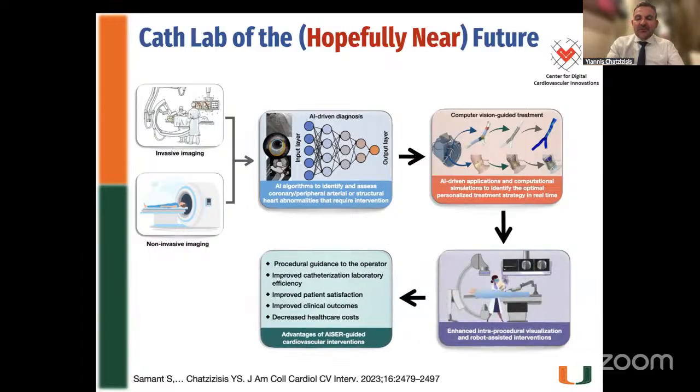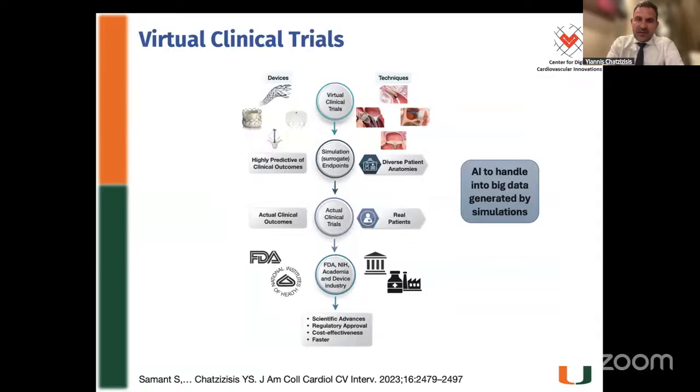And hopefully with this approach, we can have better guidance to the operators, who will still be there, guardians of the operation, but being more focused and more prepared, more informed for their procedures, improving cath lab efficiency, patient satisfaction, healthcare costs, and hopefully the holy grail of what we do, improvement of clinical outcomes. And that's the planning part of computer simulation AI.